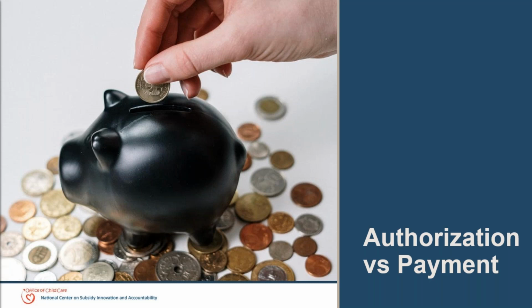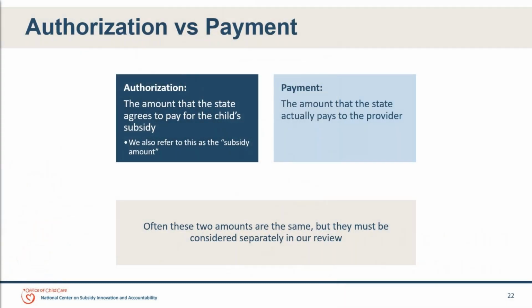Our next topic that we're going to touch upon today is authorization versus payment. And these are two terms that we sometimes see confused. We recognize that different states have different lingo. We understand that, but we just want to clarify what we mean when we say terms like authorization, payment, subsidy amount. This most often comes up in element 410, so I'll show you an example of that in the next slide. But first I want to go over the difference between these two terms.